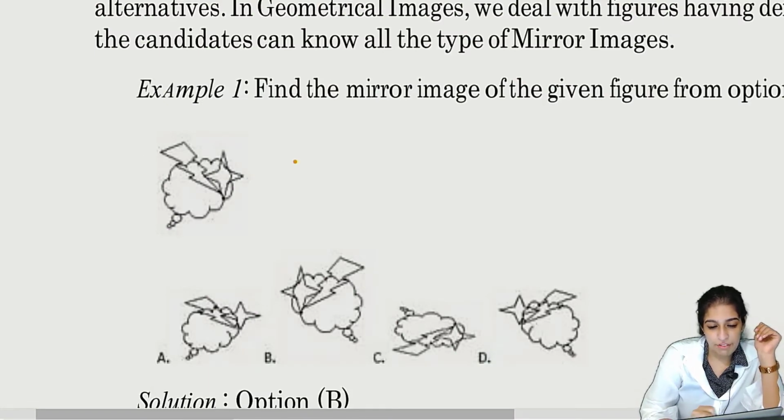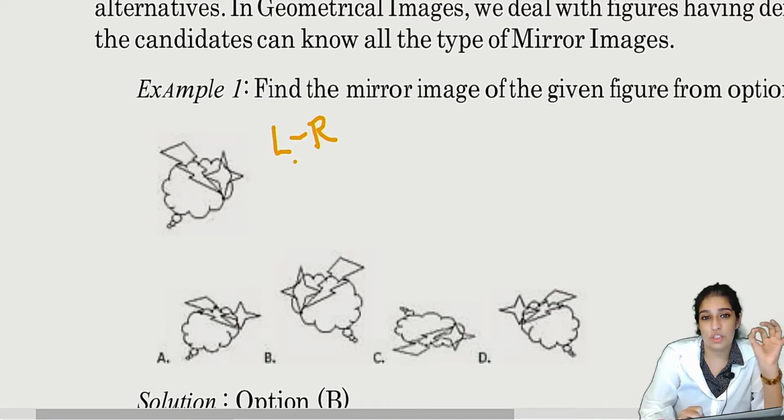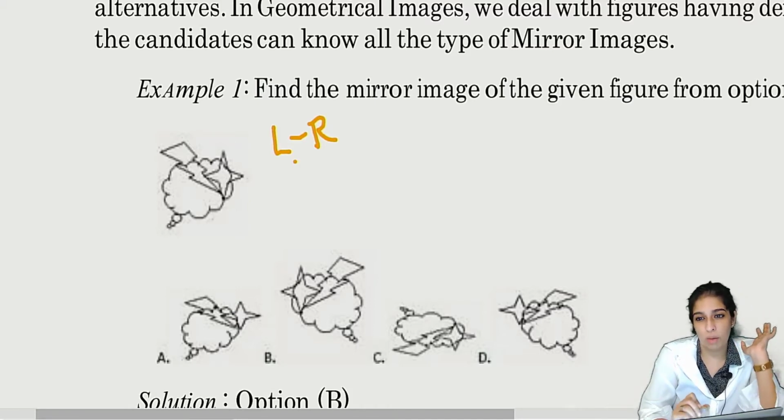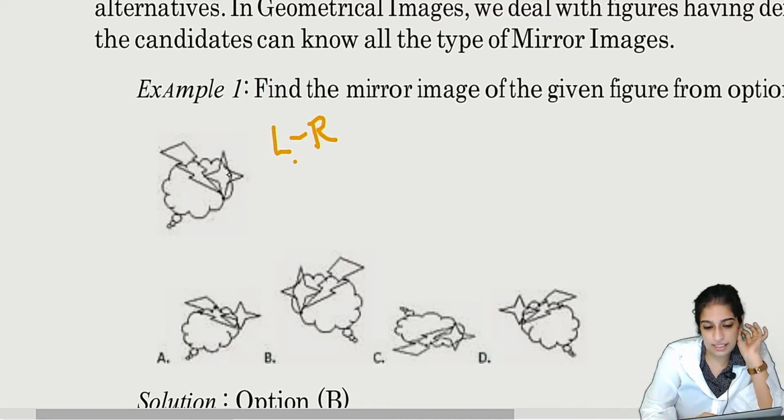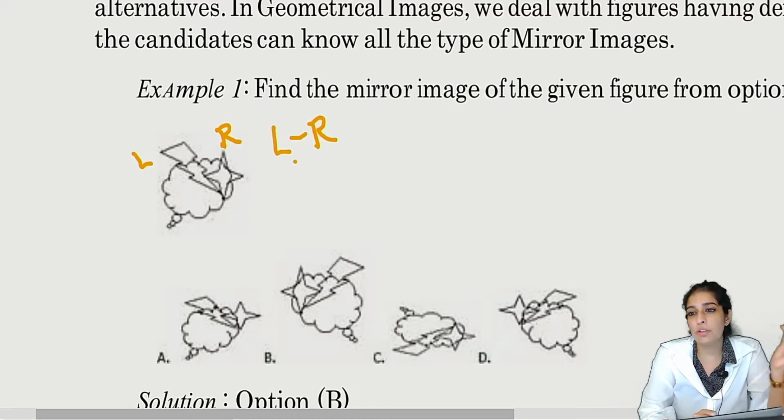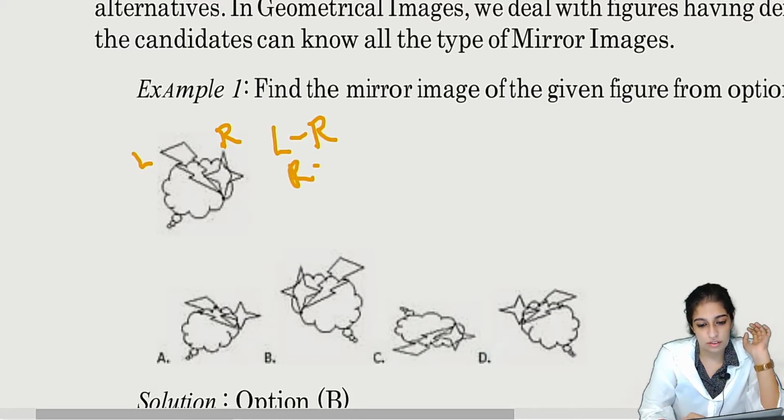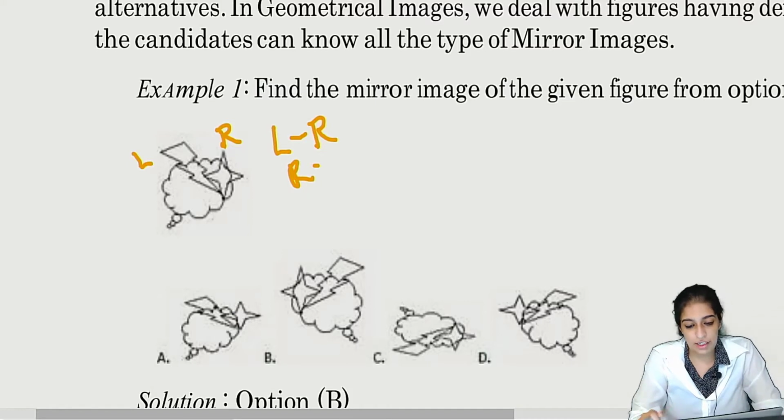What did we say? Left becomes right, right becomes left, nothing else changes. What is on top will remain on top only. Okay, so let's see, this is the star which is on the right, this star will come on the left. Now in the mirror, you will see the right as left. So let's see our options over here.